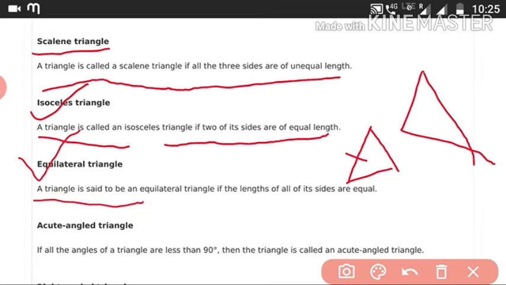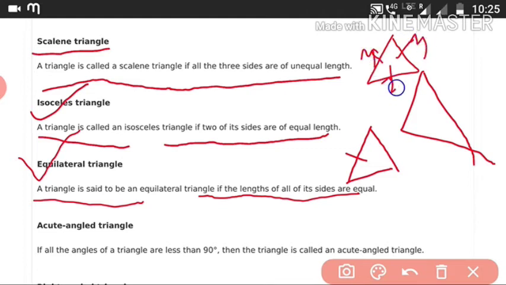A triangle is said to be an equilateral triangle if the length of all of its sides are equal. So when all sides of the triangle will be equal, then that is called what? Equilateral triangle. Here all sides should be equal. Suppose this is 3 centimeter, then all the sides will also be 3 centimeter. Then that is called equilateral triangle.